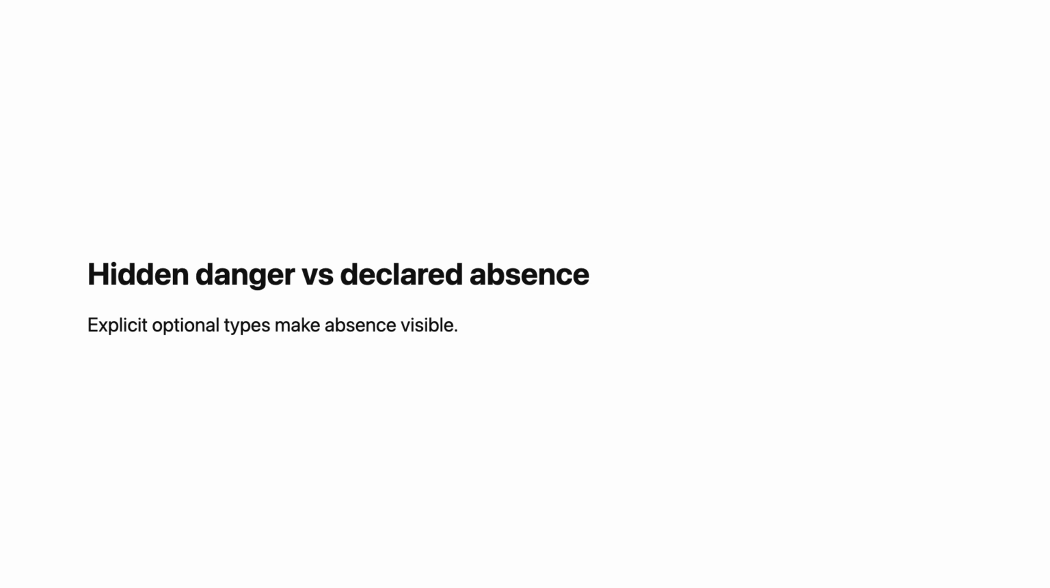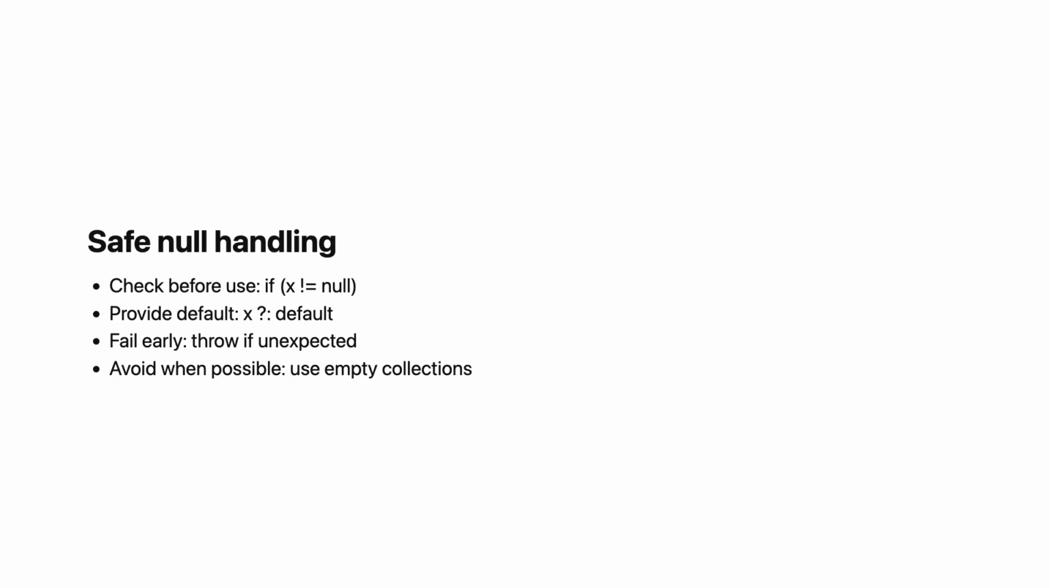How do you work with values that might be null? First, check before using. If the value might be null, verify it is not null before accessing it. Second, provide defaults. If null, use a fallback value. Third, fail early. If null is unexpected, throw an error immediately rather than letting it propagate.